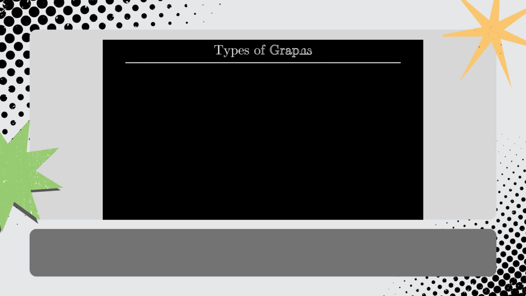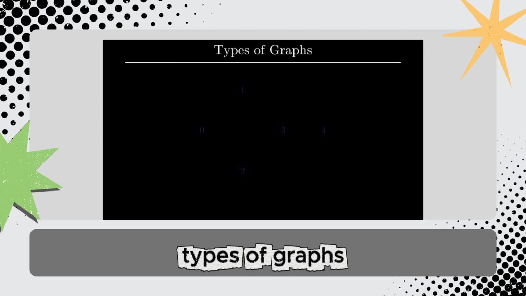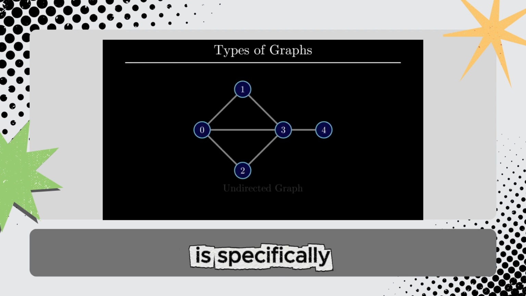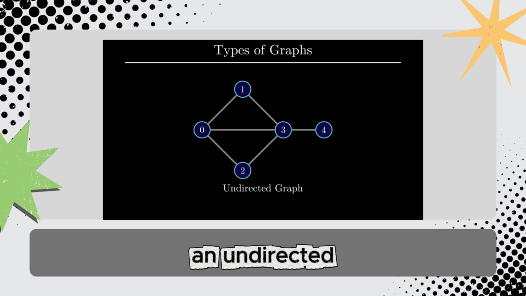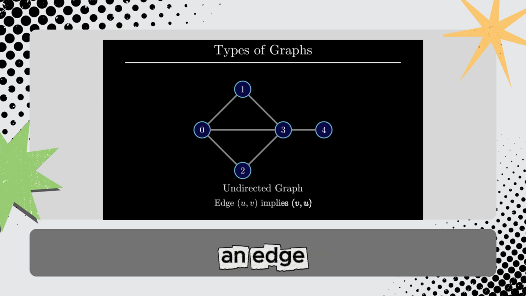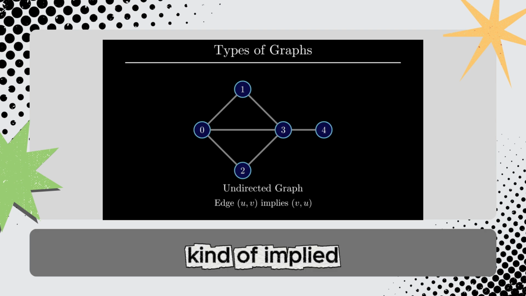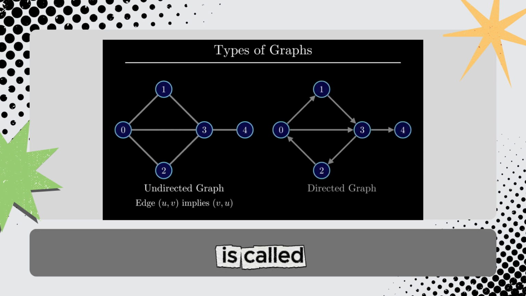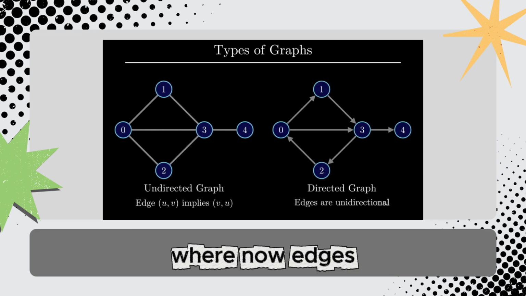Let's now transition to the types of graphs that you may encounter. The main graph we've seen so far is specifically called an undirected graph. For example, if I have an edge connecting vertex 0 to vertex 1, it's implied that I also have an edge from vertex 1 to vertex 0. A graph where this would not be the case is called a directed graph, where edges are unidirectional.